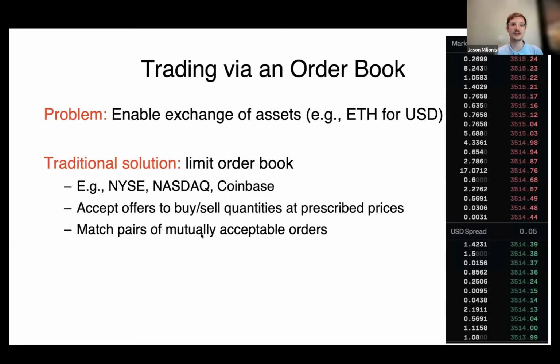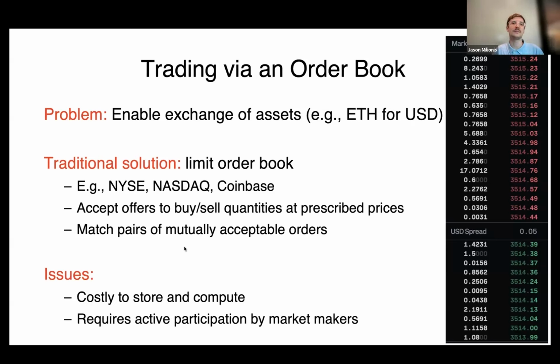The structure of a limit order book, which is basically used on the New York Stock Exchange, the NASDAQ, and also on centralized exchanges for digital assets like Coinbase, basically accepts offers to buy or sell these quantities at the prices that you see. And then how it works is that whenever there is a crossover, so whenever there is a pair of mutually acceptable orders, then this is matched and the order is executed at the price. Now, the parties whose limit orders sit there in the book, they're called market makers. And so this is some terminology that will show up also later.